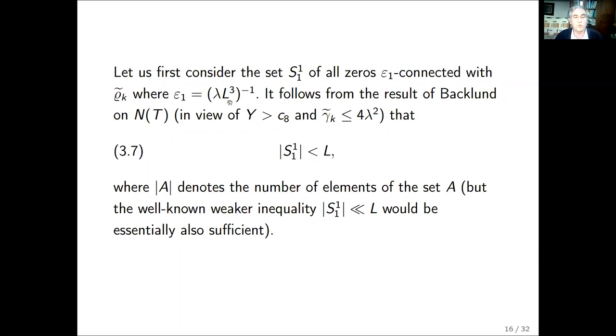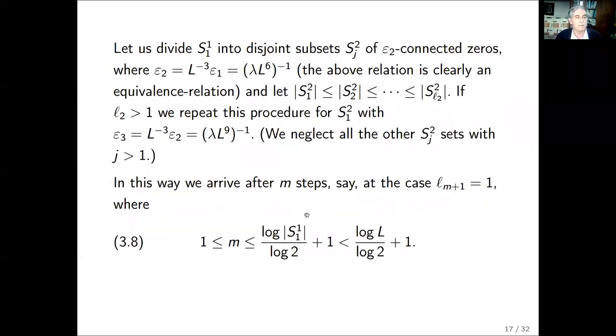So what we do: first we note that due to the result of Backlund, the number of zeros between height t and t plus one is at most log gamma naught, and log gamma naught is at most log log y due to our supposition at the beginning. So that means we know that the number of elements of this group is at most log log y. And then we continue this procedure further.